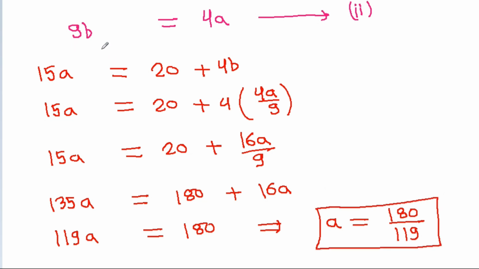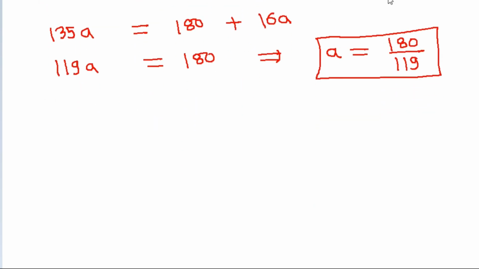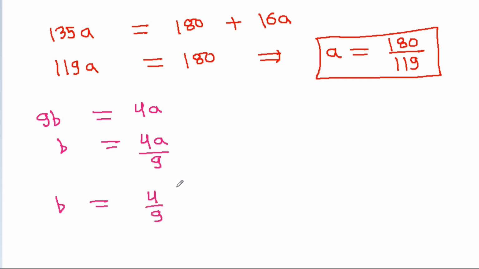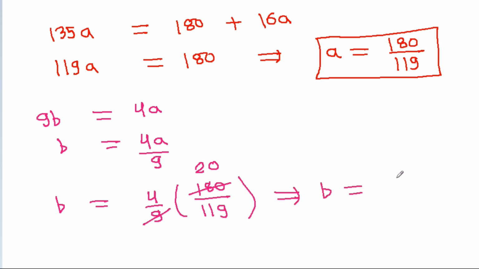We have 9b is equal to 4a, so b will be equal to 4a by 9, and b will be equal to 4 by 9 times a, which is 180 by 119, and 9 times 20 is 180, so b will be equal to 80 by 119.